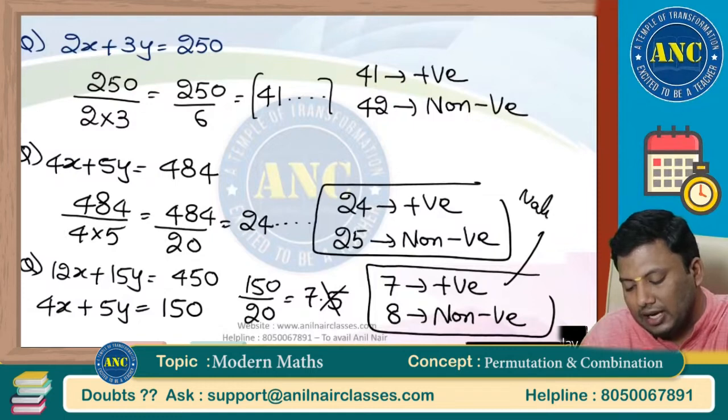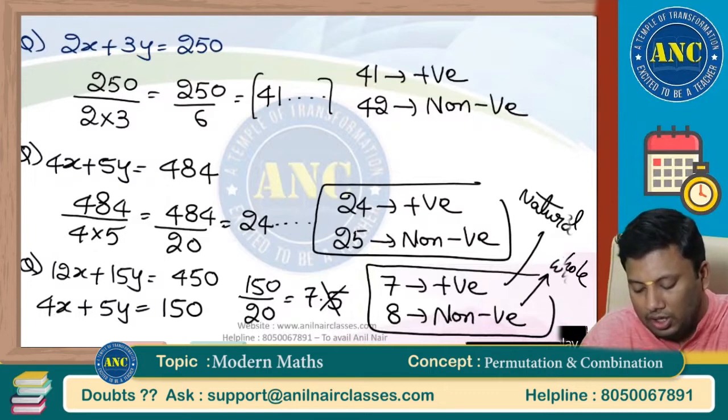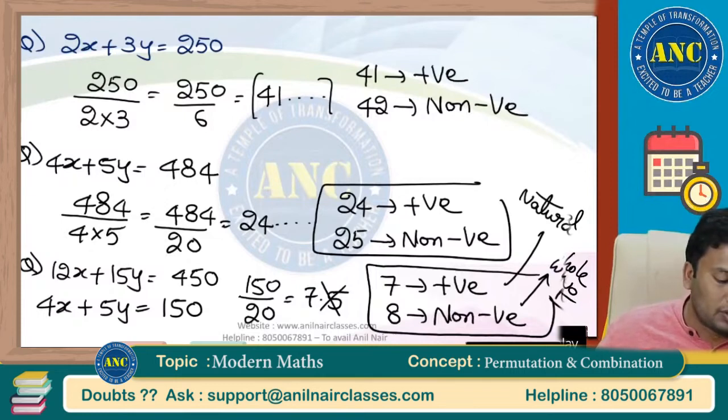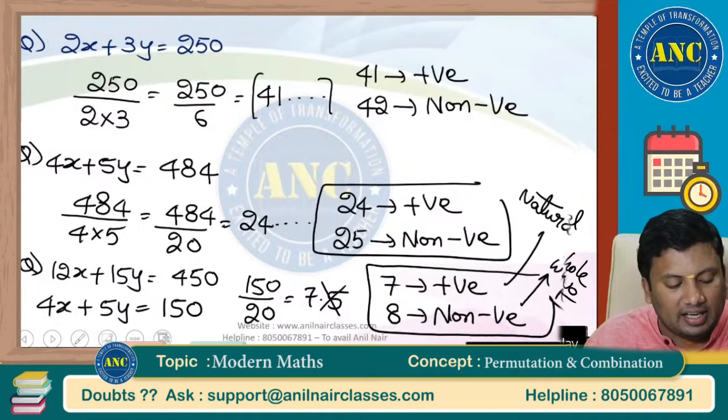Positive is a natural number solution. Non-negative is nothing but a whole number solution. Whole number solution starts with 0. Natural number solution starts with positive. I hope this idea is clear. Next one.